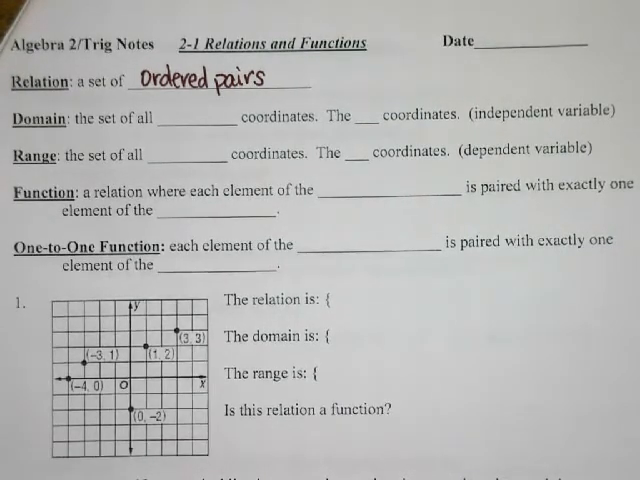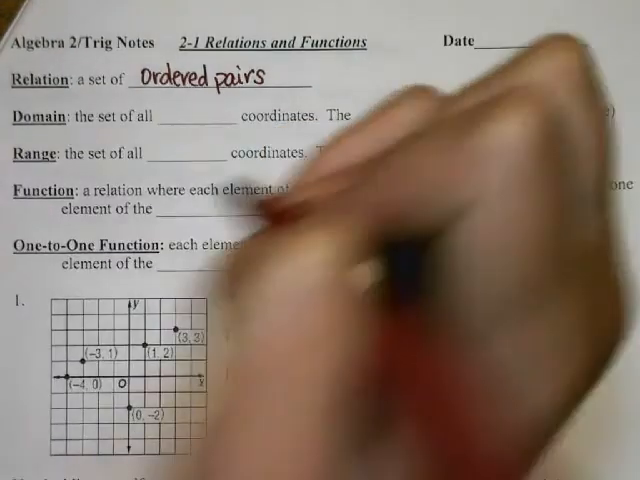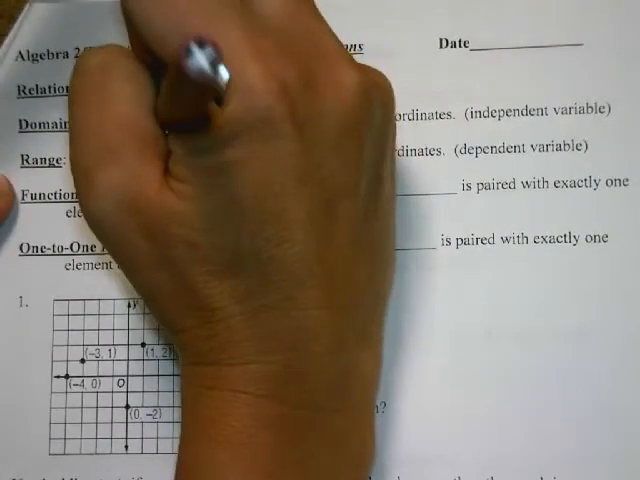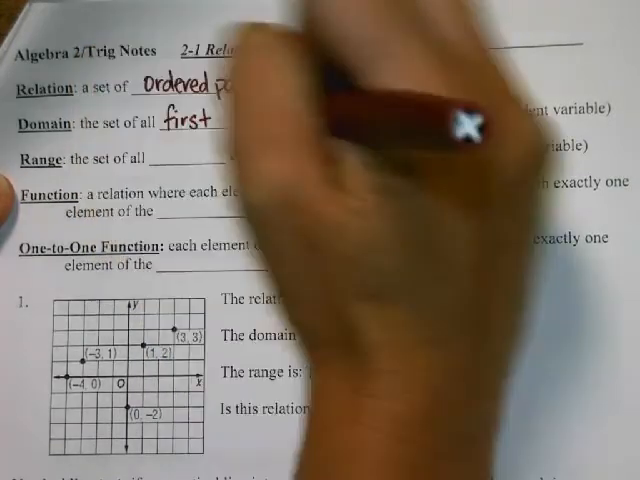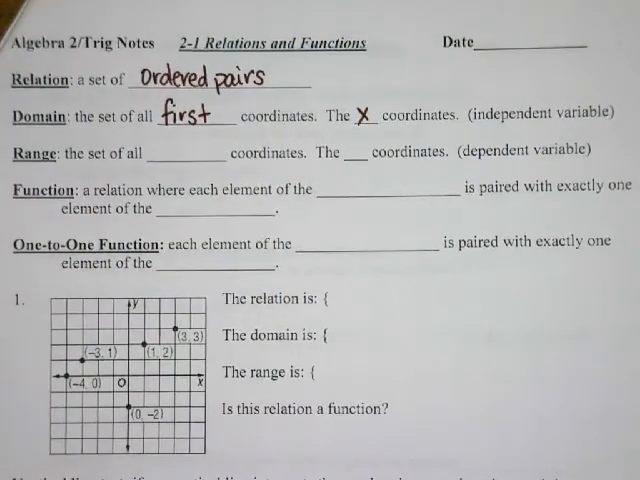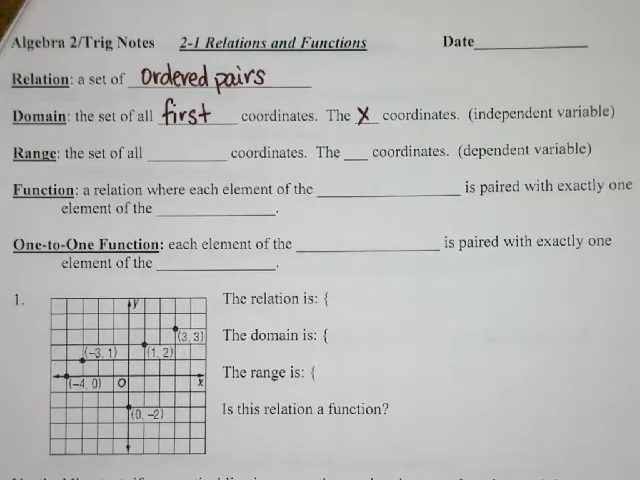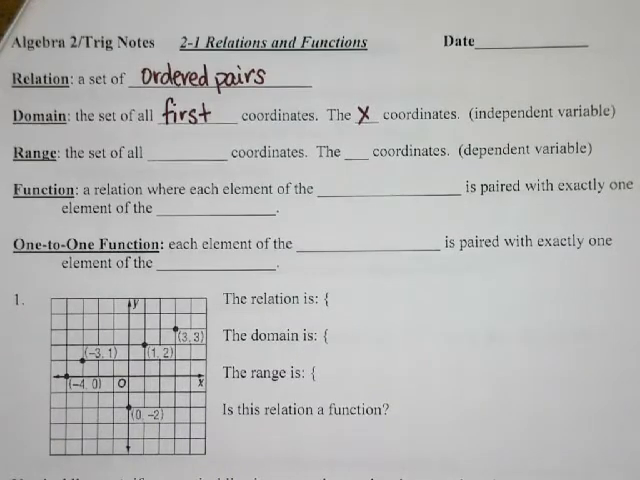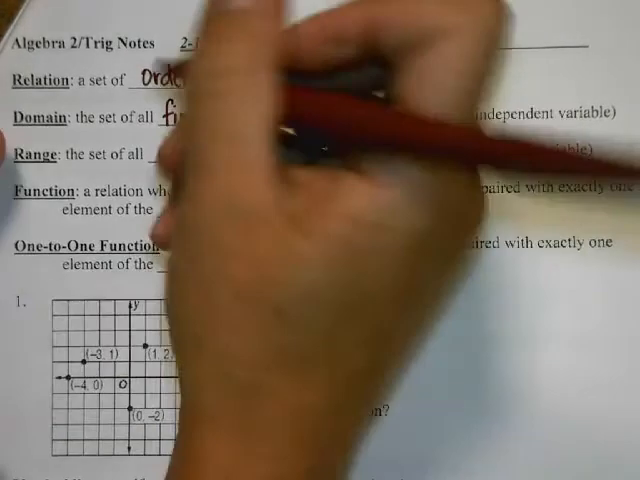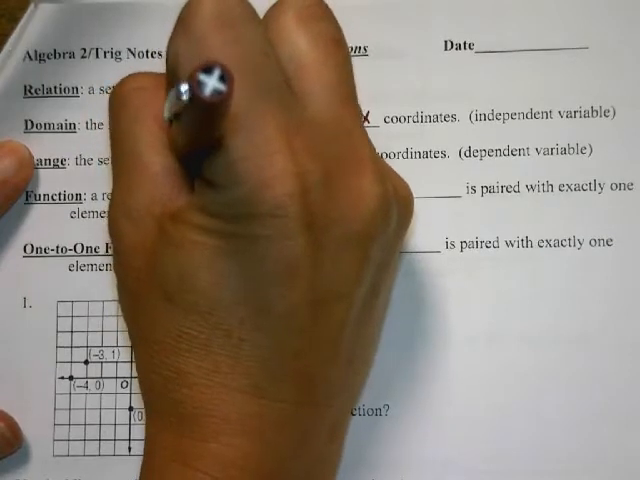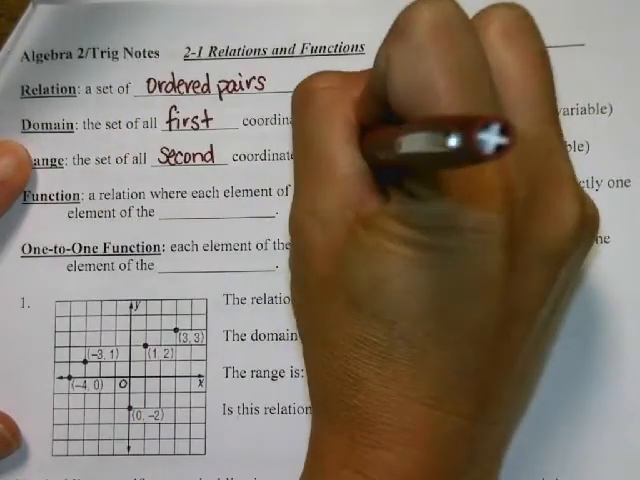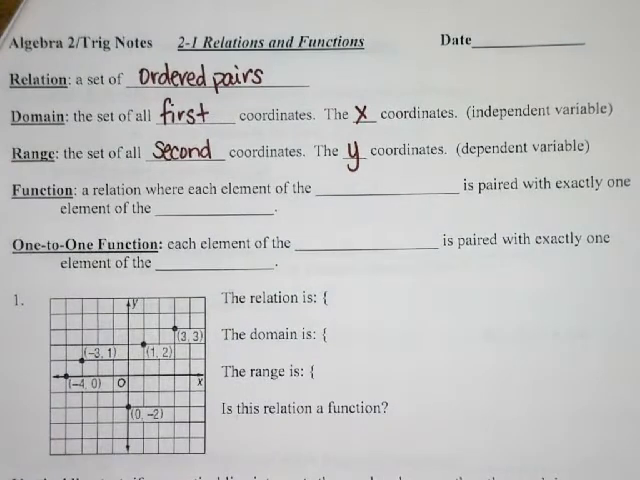The domain is the set of all the x coordinates. Excuse me, start over. The first coordinates, which are the x's. Sometimes you'll hear that called the independent variable. The range is the set of all second coordinates, or the y's. The dependent variable.